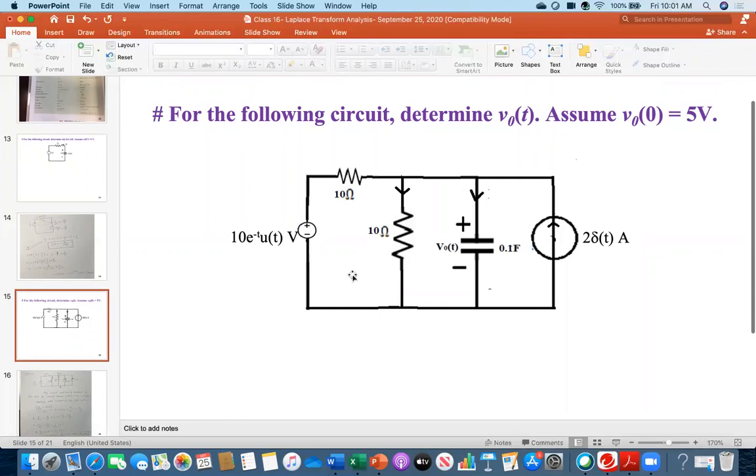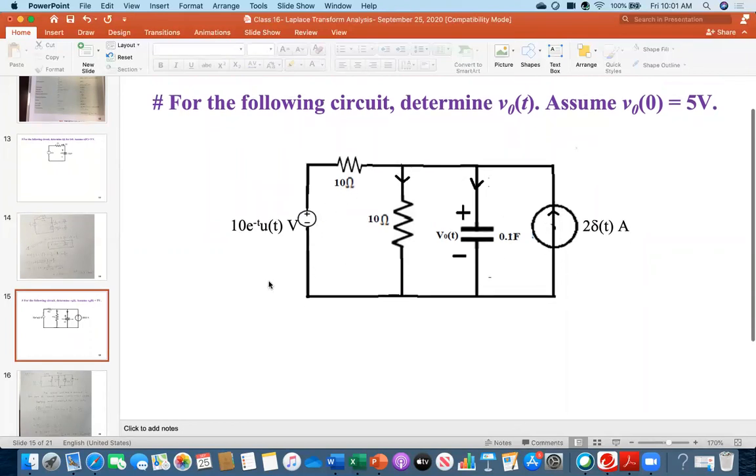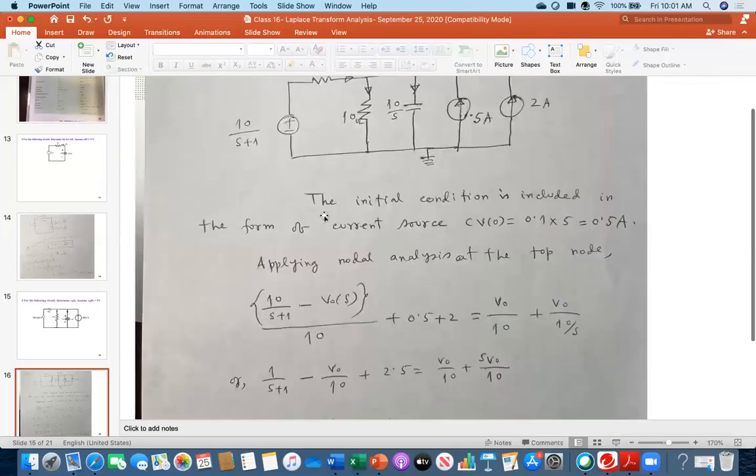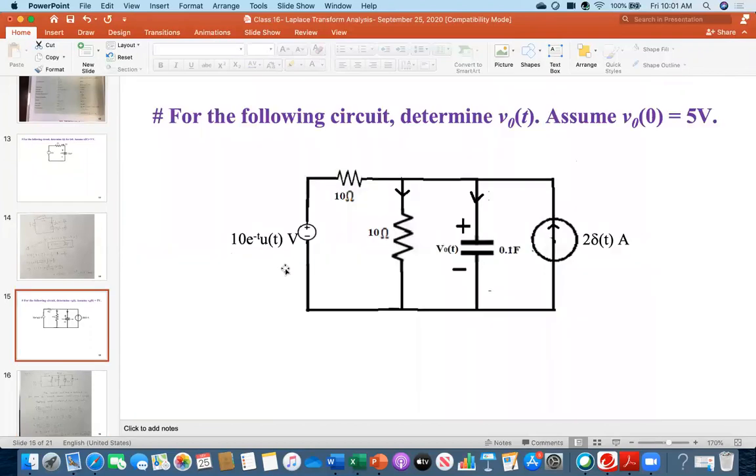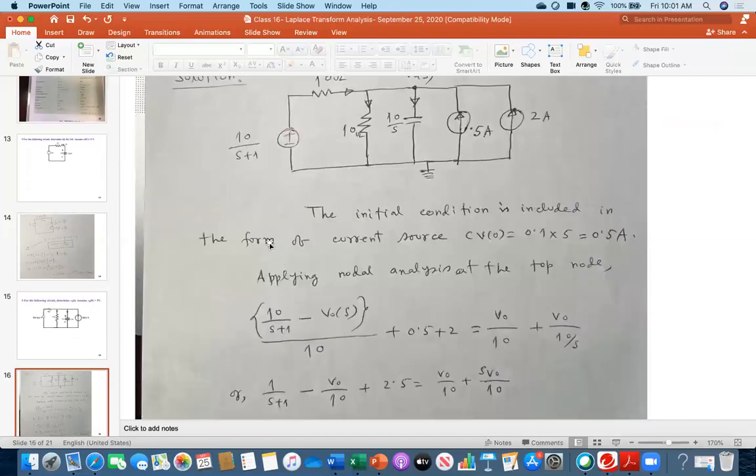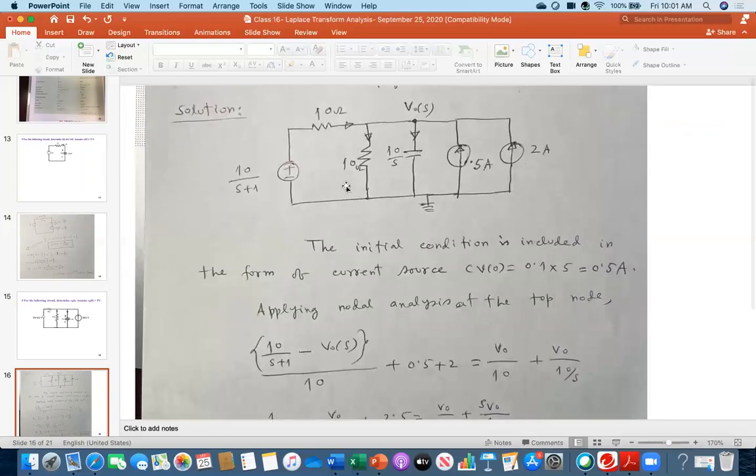So therefore, everybody, first convert this into the Laplace domain. Here, look, the input was 10 e to the power minus t u(t). This means it will be 10 over s plus 1. Again, if you see the table 14 point something on Laplace transform, when it is e to the power minus t, then that is 1 over s plus 1. So I got 10 over s plus 1. And then the 10 ohm as it is.